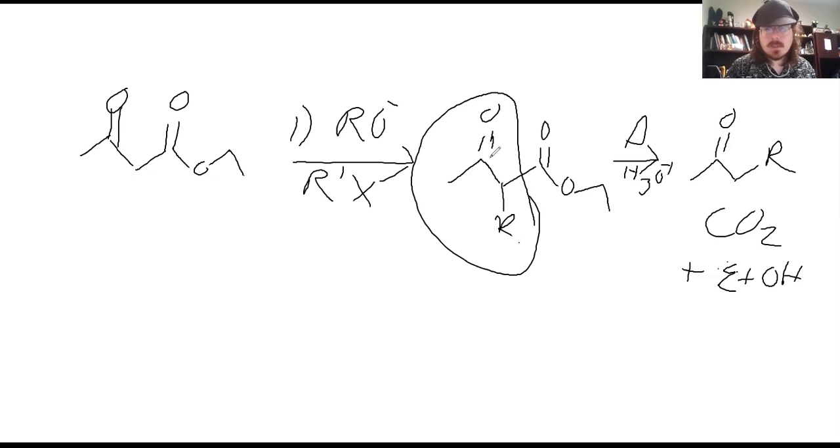Now, hopefully you learned something about organic chemistry. Hopefully my drawing is not so hideous that you can't possibly see.